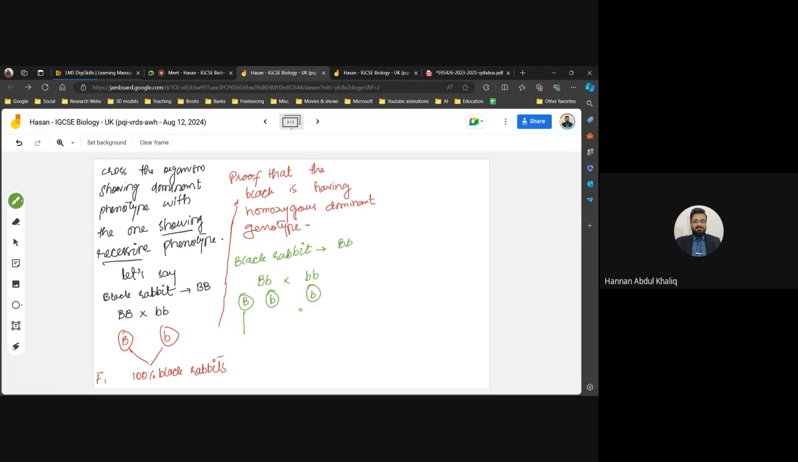Now if this sperm fertilizes this egg, it would be black, and if this sperm fertilizes this egg, it would be white. It means the chances are 50% white and 50% black.